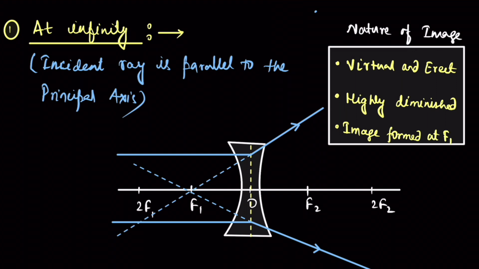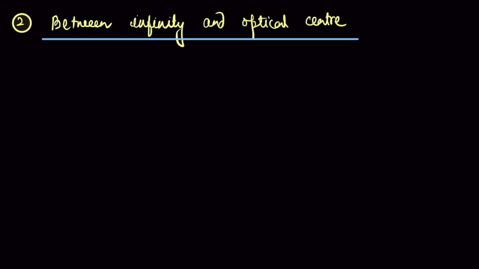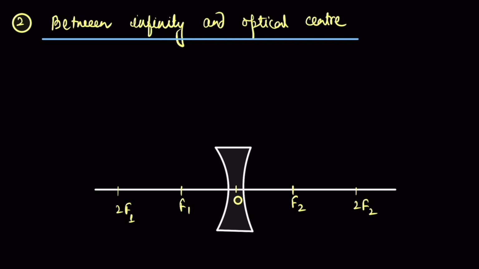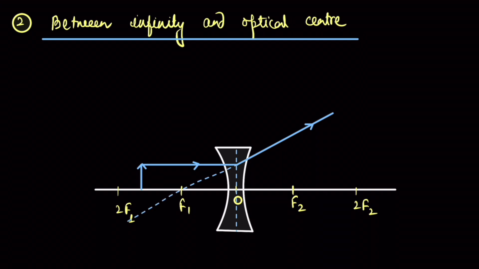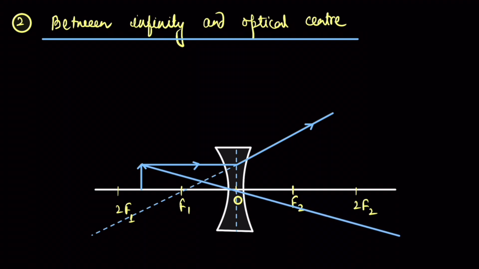Let's move to the second position of the object. First we will draw the concave lens. Here object can be placed anywhere between infinity and the optical center. So if we place the object at this point, we take an incident ray parallel. So concave lens is diverging, so it will go away and appear to pass through F1. Similarly, we take another ray which will pass through the optical center.